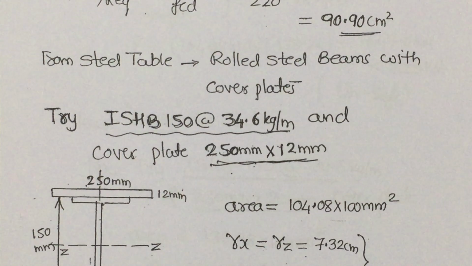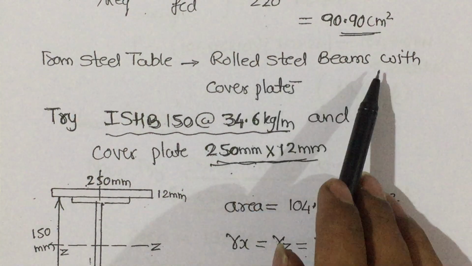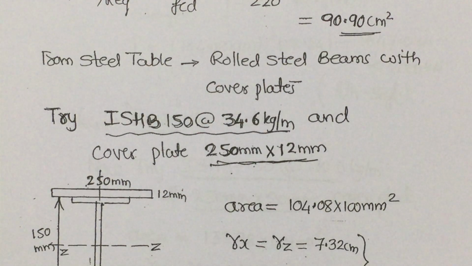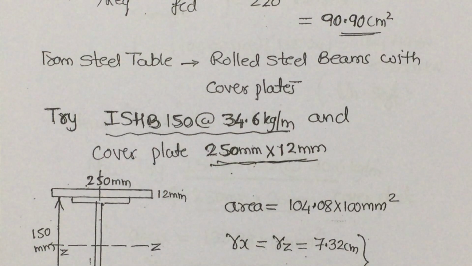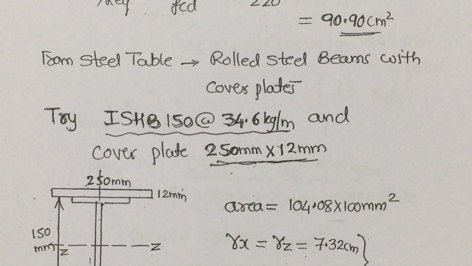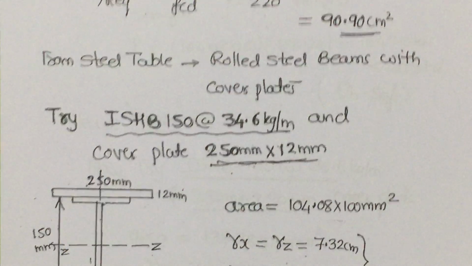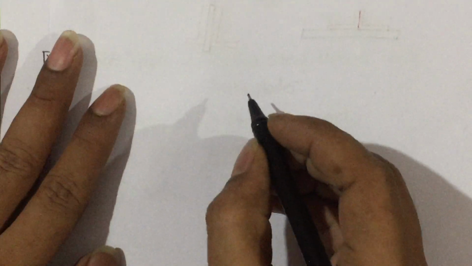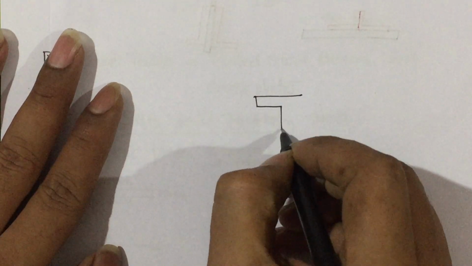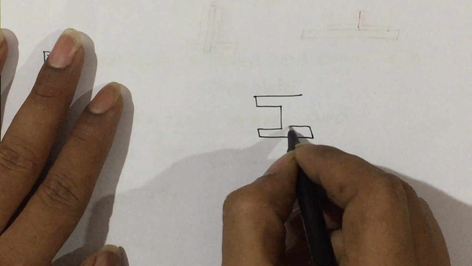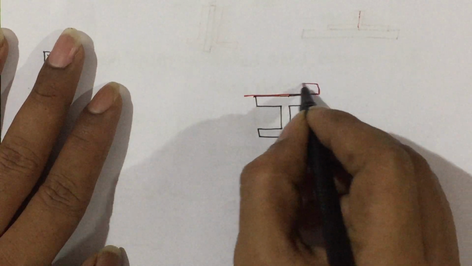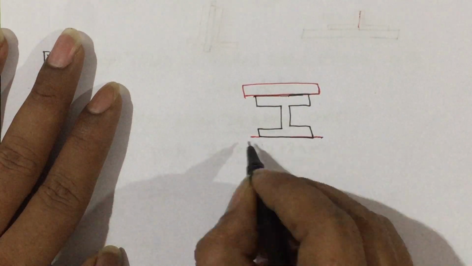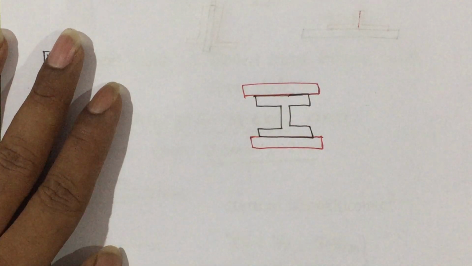From the steel table, in the rolled steel beams with the cover plates, search for the section with respect to the area. How it looks like, I will write it and show you. We have the I beam. We are going to design an I beam with the cover plates. Okay, it is like this.